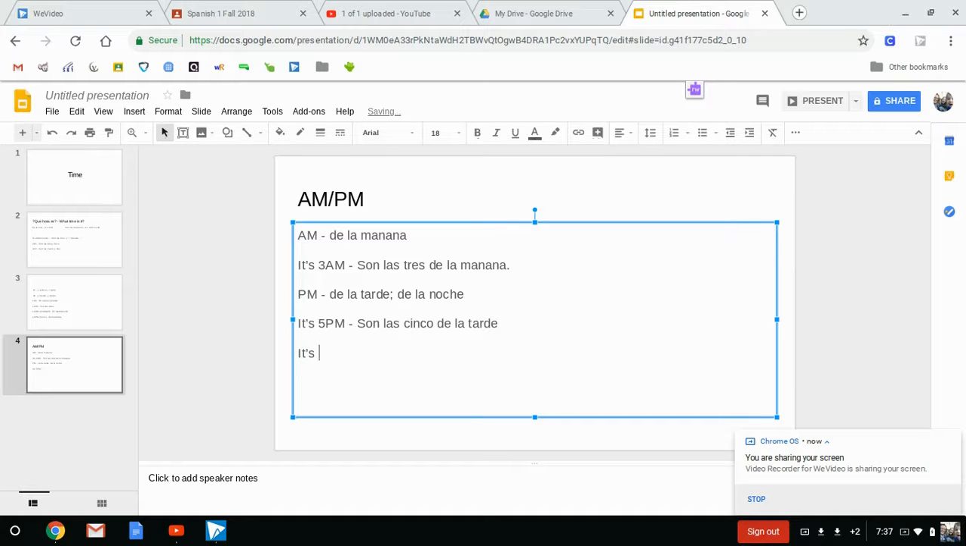If you want to say it's 10 p.m., sun is down, that's definitely noche, so we will go with son las 10 de la noche. So that's some extra vocabulary. If you're with me so far, you've pretty well got what you need just to make it through. But there is more to it.